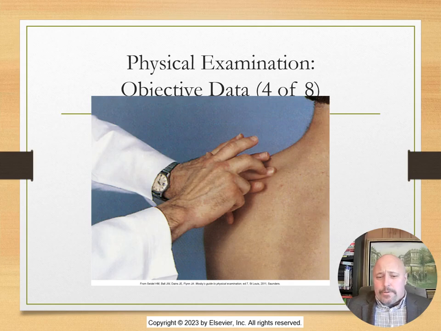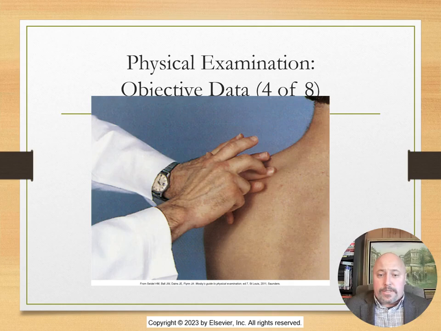Probably our least used assessment technique is going to be percussion. Percussion is the sound and vibrations used to determine the underlying structures within the body. Obviously, nowadays we have MRI and X-ray, but you think back before that, how could a practitioner determine those underlying structures? The widely used technique was going to be percussion. And as you can see in our diagram, he's putting his finger there and striking that finger to send vibrations through the body.